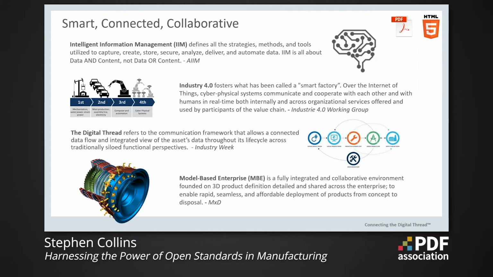And digital thread, these are very related concepts, but digital thread is also a pretty familiar term to most folks these days. It really refers to establishing a communication framework that allows a connected data flow of technical information, an integrated view of an asset's data throughout its life cycle across what are typically siloed functional perspectives in organizations. So how do you permeate those siloed functional areas so that everybody has access and transparency to the right data?